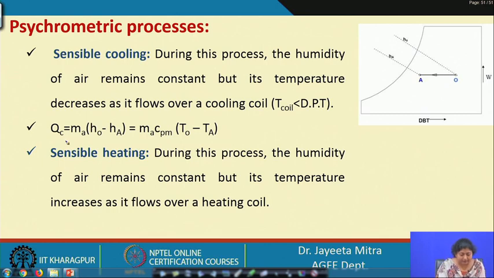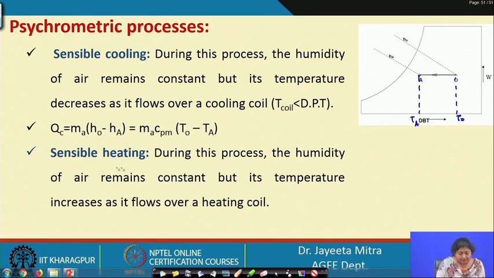So, that we can calculate by this QC, that is equal to MA, that is the mass of air, into HO minus HA. So, HO is the enthalpy of the initial position, and when it reaches A, that time the enthalpy will be HA. So, that is equal to, what is enthalpy? Enthalpy is the specific heat into temperature drop. So, CPM into TO minus TA. So, TO and TA we can calculate from this is TO and this is TA.